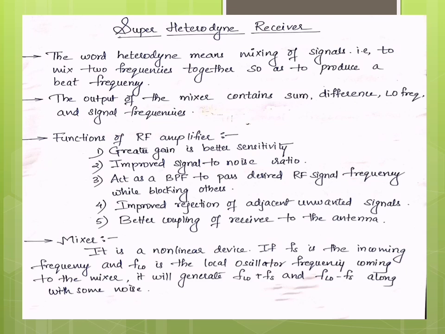Okay, that is the mixer. The output of the mixer has sum, which means FLO plus FS, and difference, which means FLO minus FS. FLO means the local oscillator frequency, and FS means the signal frequency. All these are in the output of the mixer, but only the wanted signal is taken by an IF amplifier. The IF amplifier will accept only 455 kilohertz. What do we mean by 455 kilohertz? That is the difference signal, which means FLO minus FS.